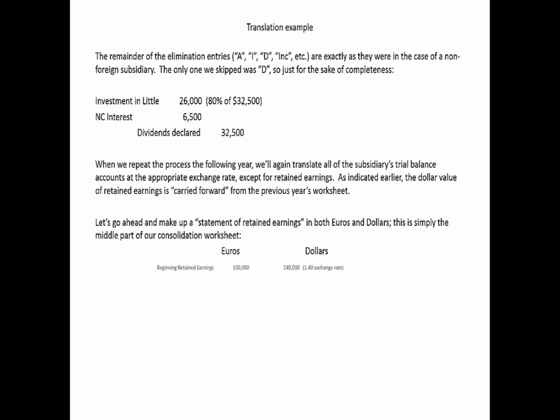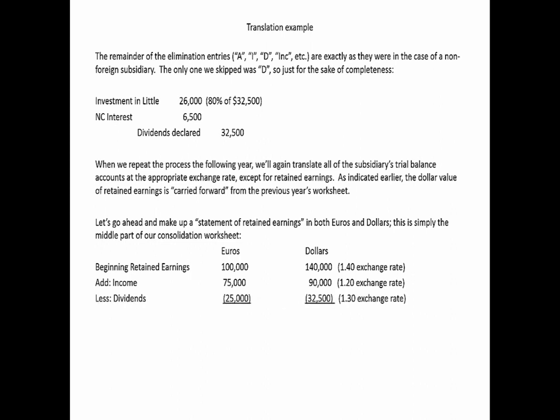In the middle portion, in dollars, we'd have beginning retained earnings $140,000, and again, that was based on the date of acquisition exchange rate. We add the income, which in dollars was $90,000. Again, that was based on a 1.2 exchange rate. Deduct the dividends based on a 1.3 exchange rate. And so the ending retained earnings in dollars is $197,500. And so again, there's no single exchange rate that converts the euro ending retained earnings of $150,000 to the dollar ending retained earnings of $197,500.